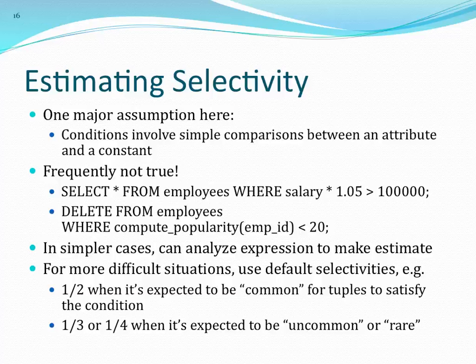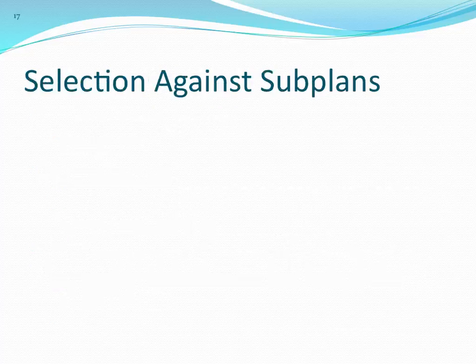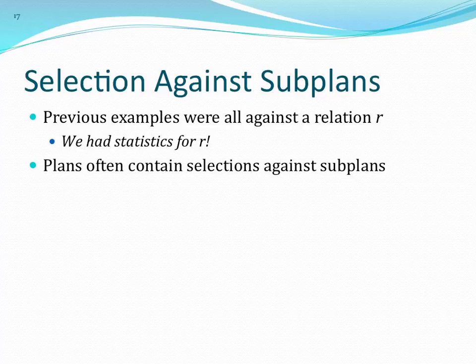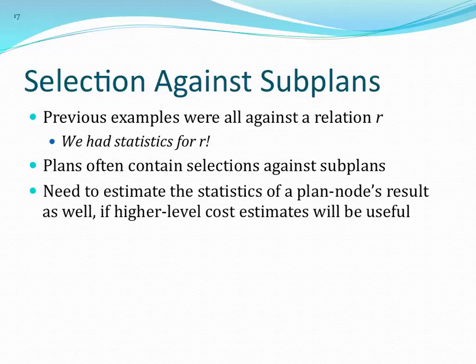Okay? Any other questions? Okay, so these are some details of how we guesstimate in the situations that are too hard to estimate. Now, also, these were all against a table, and we generally have statistics for a table. NanoDB is written so that we can do this without statistics because we don't have statistics for the first half of the assignments. But we frequently have situations where we have subplans, and we need to figure out statistics so that we can estimate things above the subplans as well. So we need to figure out what the plan nodes produce as well as what they consume.